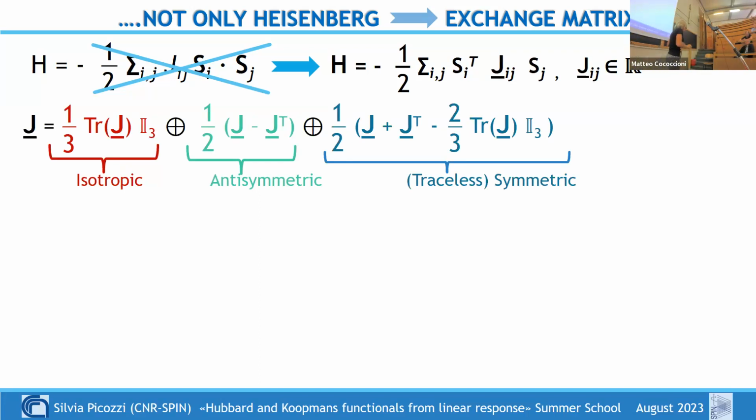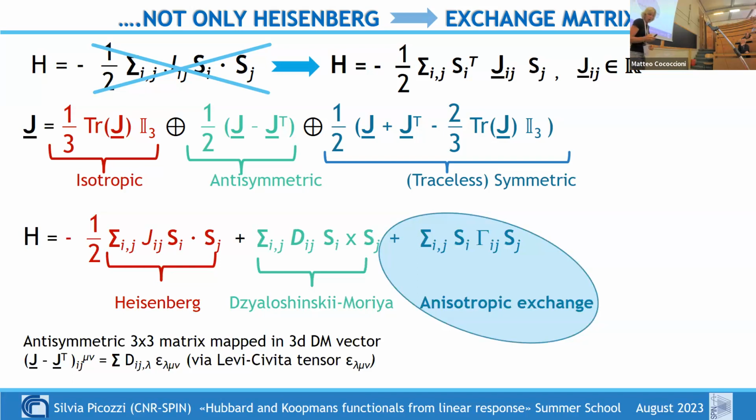I can always mathematically decompose a 3 by 3 matrix in 3 terms: a trace, an isotropic one, and then I can decompose the rest in an anti-symmetric part and a symmetric part from the mathematical point of view. From the physical point of view, the isotropic one is the Heisenberg, the one we usually estimate. But then there are 2 terms, the so-called Dzyaloshinskii-Moriya and anisotropic exchange, which can be described in this way. So one is a cross product.